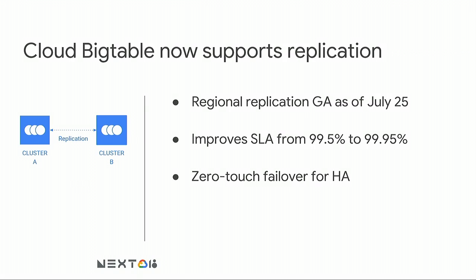And this is going to be GA as of tomorrow, July 25th. It will increase the SLA from 99.5 to 99.95, and there's zero-touch failover for high availability use cases.